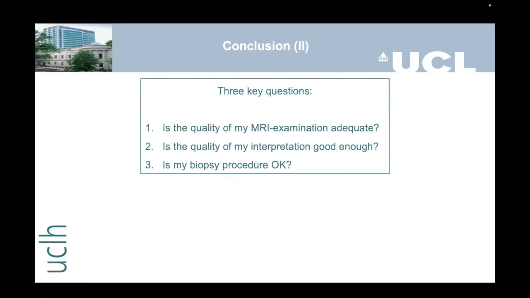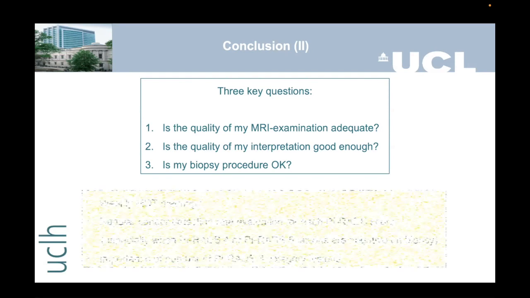So the three questions that we should ask ourselves as radiologists and urologists, I think, is if the quality of our MR examination is adequate, so the PI-QUAL score, and the quality of my interpretation good enough. Am I using a Likert or PI-RADS appropriately? And if my biopsy procedure is okay.